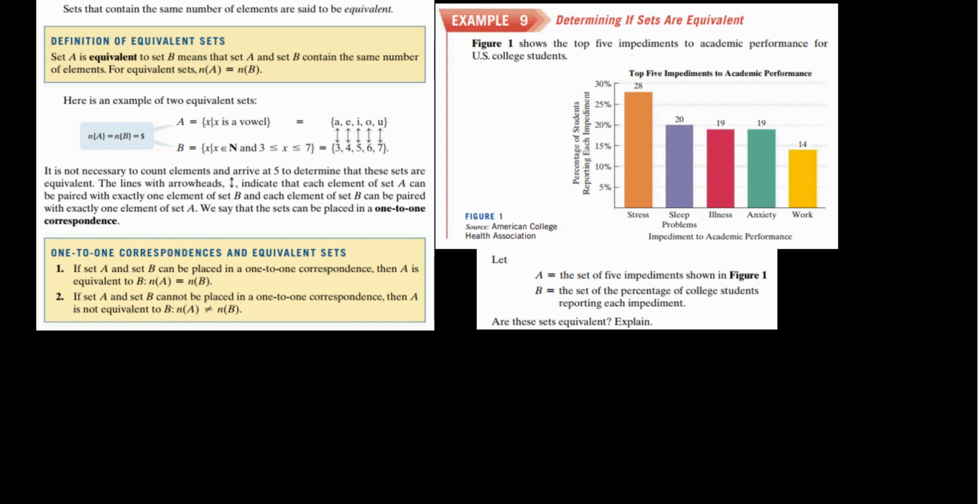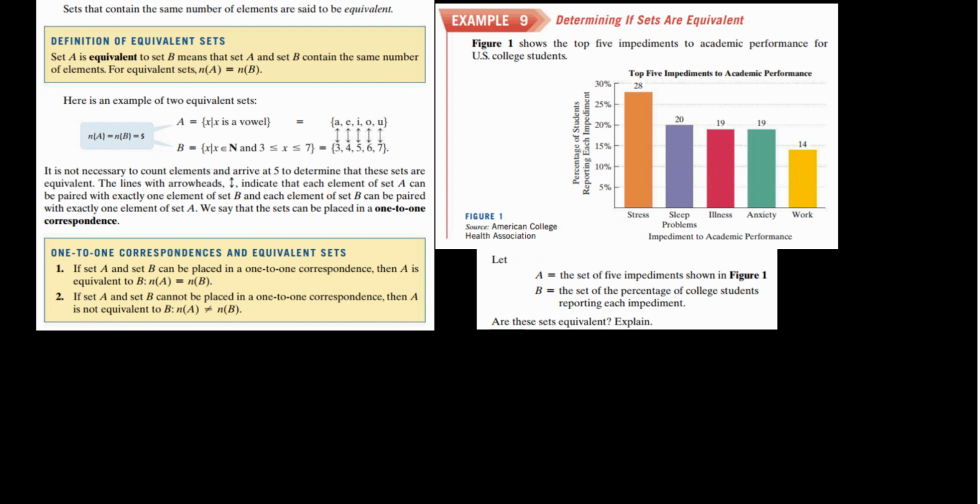So we're going to let A be the set of 5 impediments shown in figure 1. And B is going to be the set of percentages of college students. So are these sets equivalent? First of all, A is the set of 5 impediments shown in figure 1. It even says the set of 5 impediments: 1, 2, 3, 4, 5. So set A has 5 elements. B is the set of percentage of college students reporting each impediment. So set B, and let's go ahead and write this out.